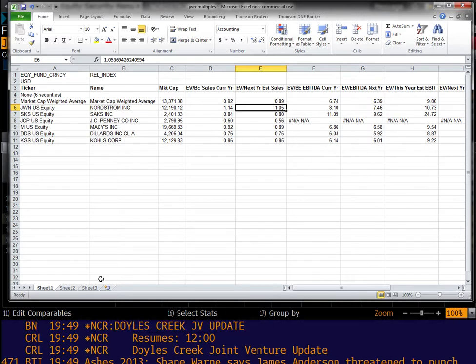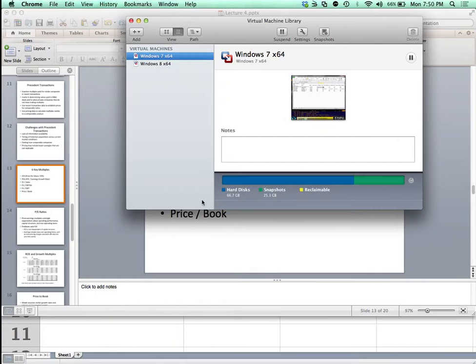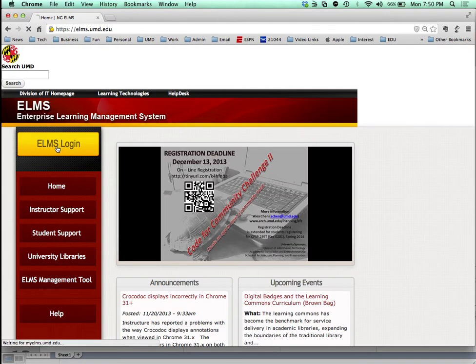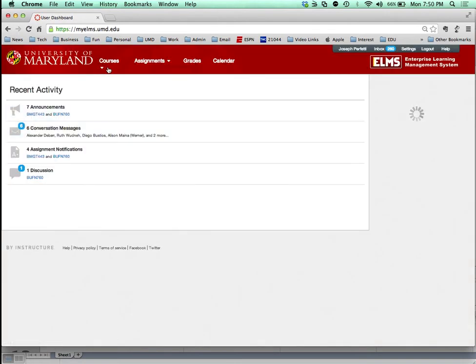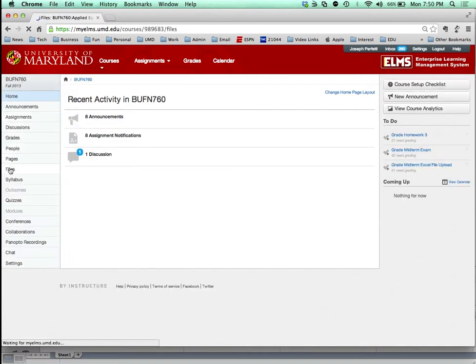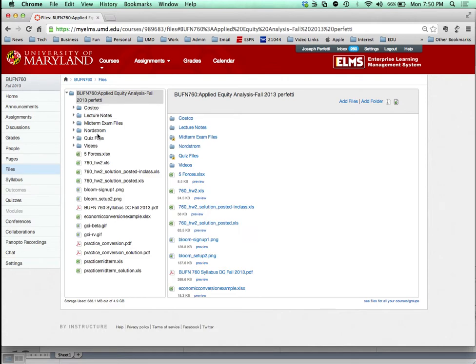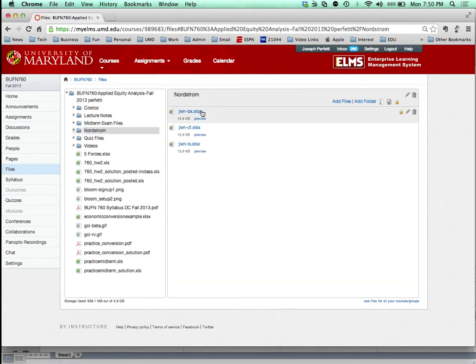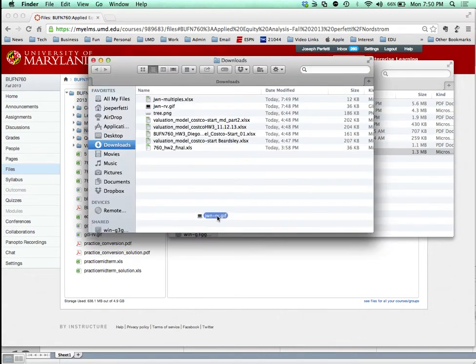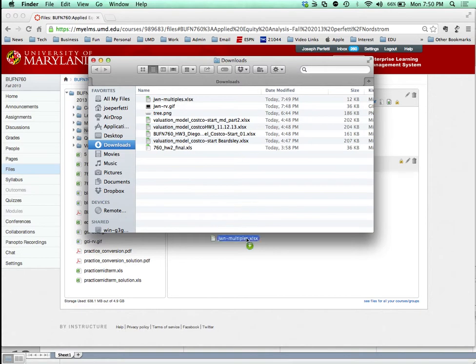So here's what I'm going to do. I'm going to go to Canvas. I'm going to go to our class website. The Files section. I already have a folder called Nordstrom where I had put the exported financial data for Nordstrom, the income statement, the balance sheet, the cash flow, and I'm going to add in the multiples data that I just downloaded. Here is the RV data, and here is the multiples spreadsheet.